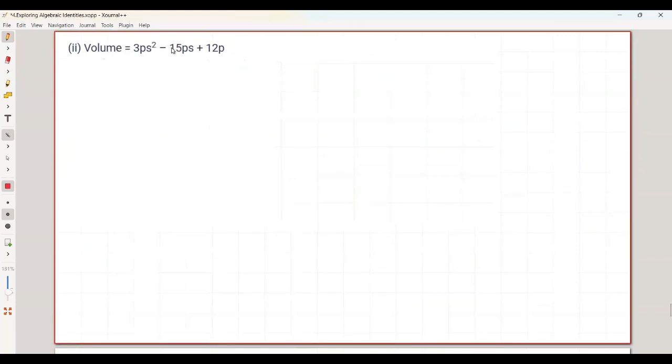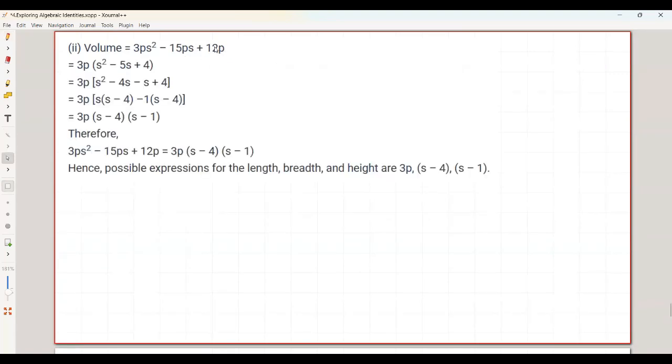3p square minus 15ps plus 12p is given. 3p is common everywhere, so I can take 3p outside. 3p outside means s square minus 5s plus, and 4 3s are 12, so 4 is inside.